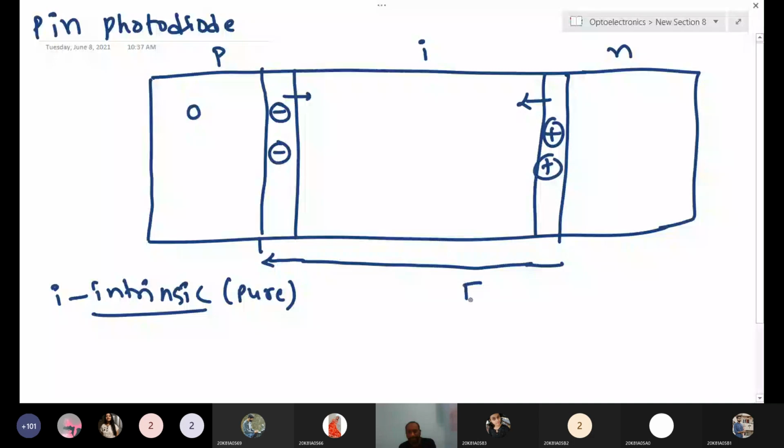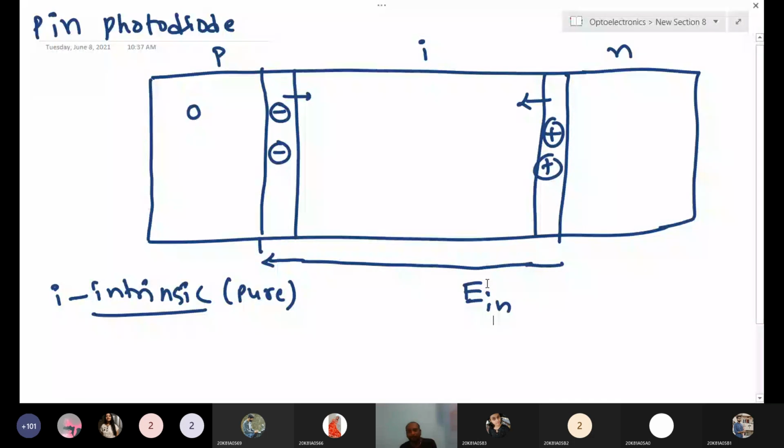So by inserting the intrinsic layer between the P and N layers, we are extending the electric field throughout the I layer. That means compared to the PN photodiode, using the I layer we are creating extra space, a more active area.